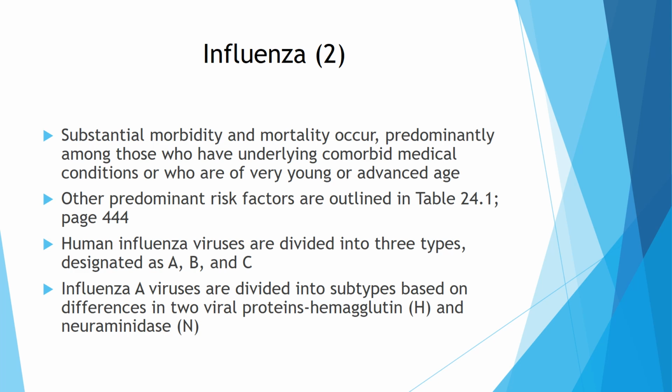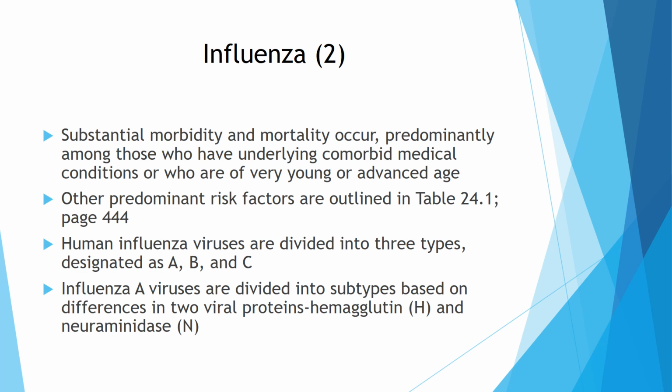So there is substantial morbidity and mortality that can occur, predominantly among those who have underlying comorbid medical conditions. So if somebody already has something else like asthma, diabetes, or if they are very young, or a senior citizen, somebody who is of advanced age. So there are other predominant risk factors that are outlined on page 444, and you can take a look at those, please.